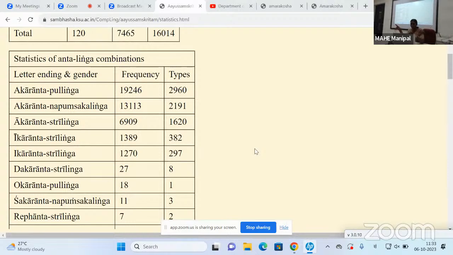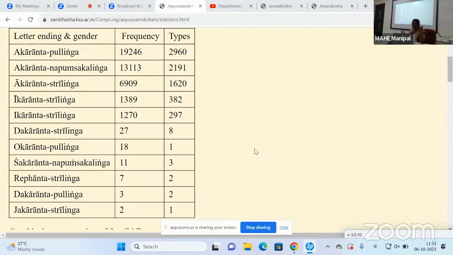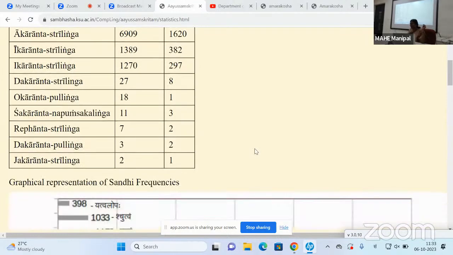Okay. See, second one is Akaranta Napumsakalinga. That's like that. Akaranta Strilinga. See, this one, Dakaranta, you need not learn at all. You can just ignore. Okay. Based on this we can prepare the material.